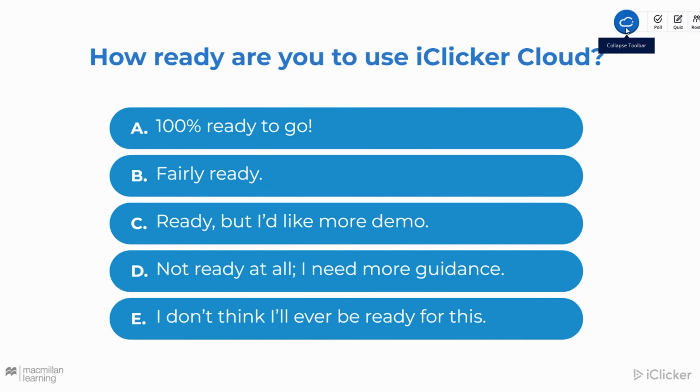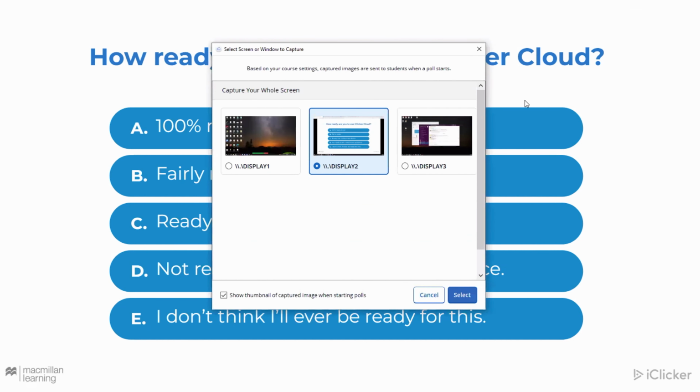When you're ready to start class or to start questions, you'll go ahead and click this polling icon here, or button. And you can see right here we have 5 different question types. So this is just a multiple choice. I'll go ahead and click start. For your first question, it's going to ask you which screen you want to choose. If you have multiple screens, which one do you want the software to capture? So you can do that.